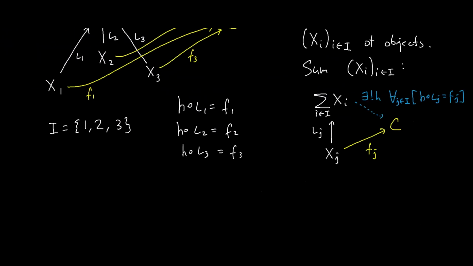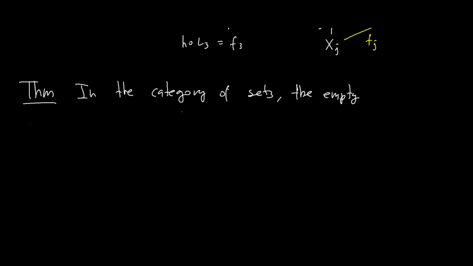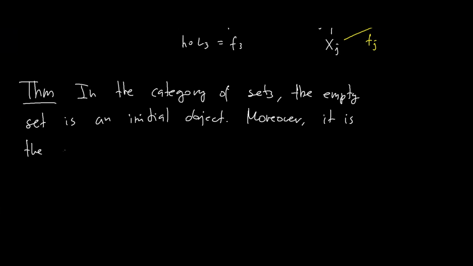Let's prove that. Here we've got a theorem. In the category of sets, the empty set is an initial object, and it is the only initial object. There is no other. There's only one initial object in the category of sets.